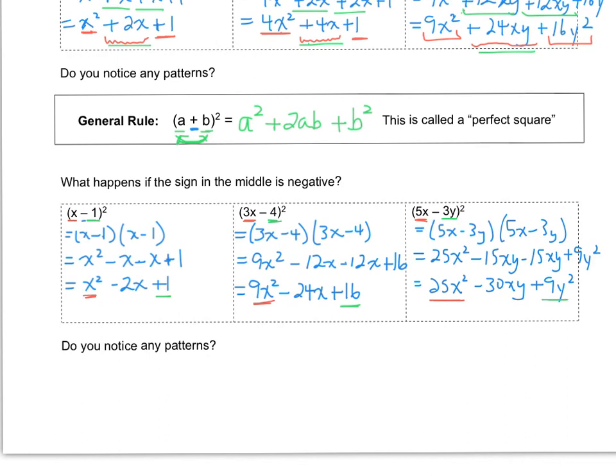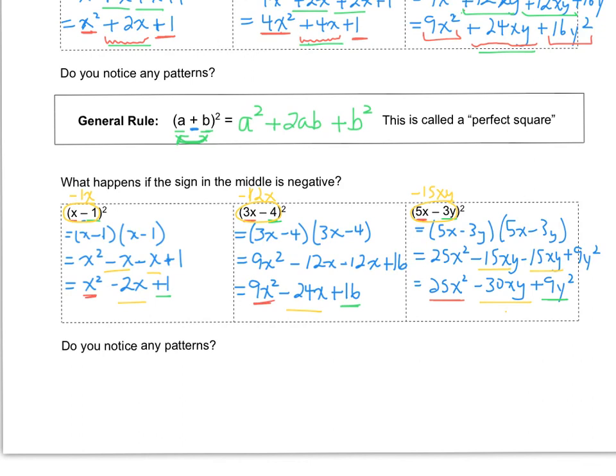And then again, if we take the product of the middles, or of the 2 terms we have here, x times minus 1 would be minus 1x. We had that happening twice, so we double that. We have our 3x and our minus 4. Multiply those together, we get minus 12x. If I double that, we get minus 24x. Multiply these together, we're going to get a minus 15xy, which is what we had happening twice. Double it, we get minus 30xy.